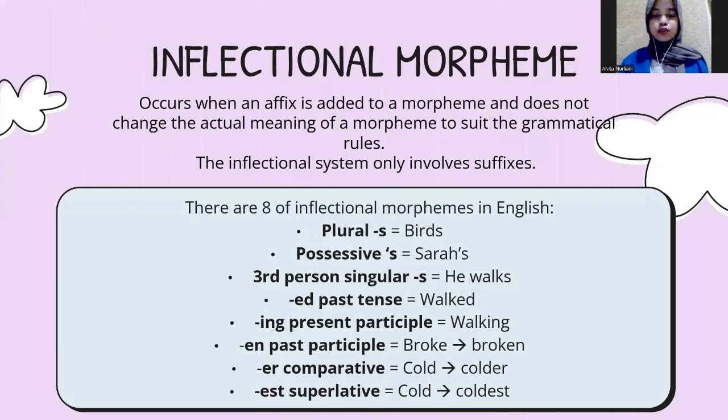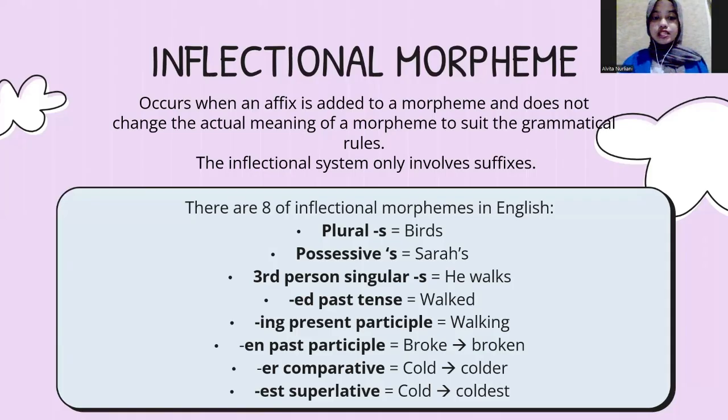The first one is plural with the suffix s. For the example is the word birds. And then possessive with the apostrophe s. For example is Sarah's. And then third person singular with the suffix s, he walks. Suffix ed, past tense, walked.